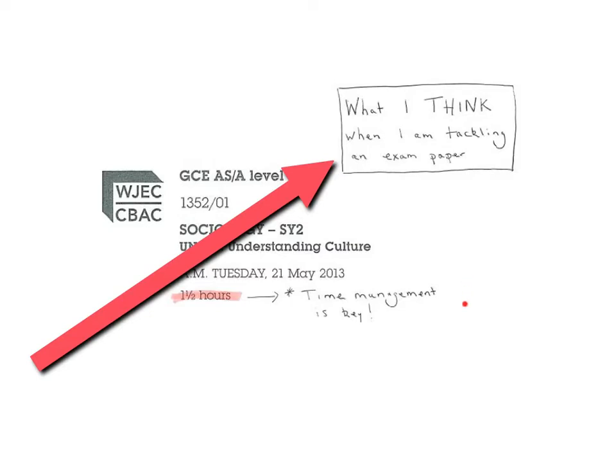And the annotations that you're going to see on this exam paper reflect what I would be thinking, what would be going through my mind as I tackle the paper. And we can see that from the moment I get the exam paper, I'm going to be thinking ahead. I'm going to be thinking initially about the time management, the fact that I've got an hour and a half to spend on this particular paper, and time management really is key to examination success.